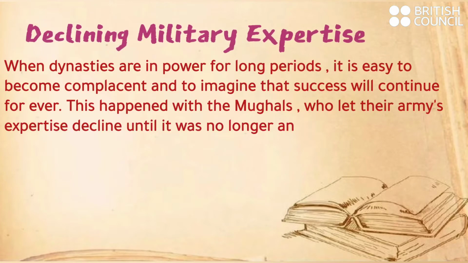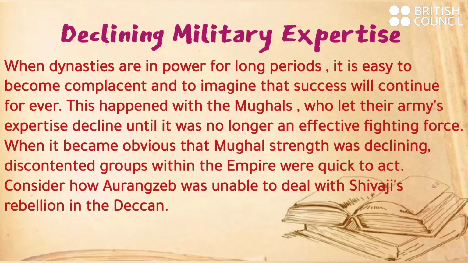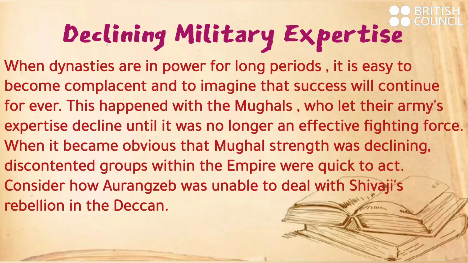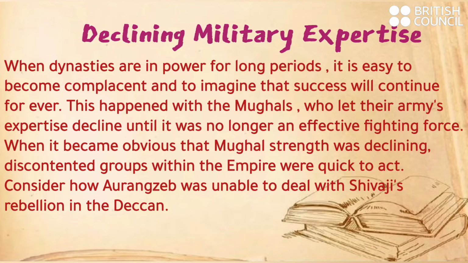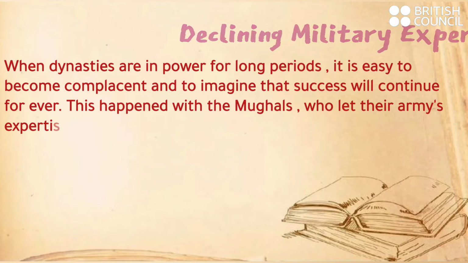When dynasties are in power for long periods, it is easy to imagine that success will continue forever. This happened with the Mughals, who let their army's expertise decline until it was no longer an effective fighting force. When it became obvious that Mughal strength was declining, discontented groups within the empire were quick to act. Consider how Aurangzeb was unable to deal with Shivaji's rebellions in the Deccan.